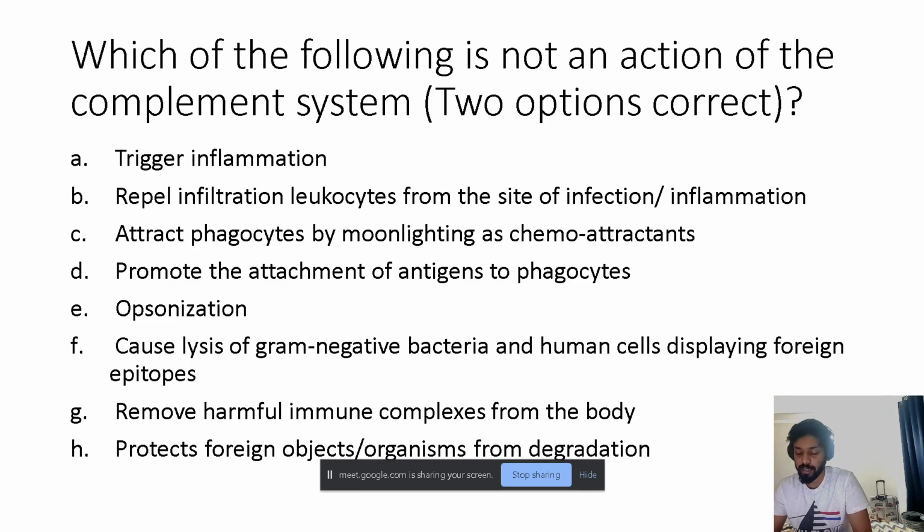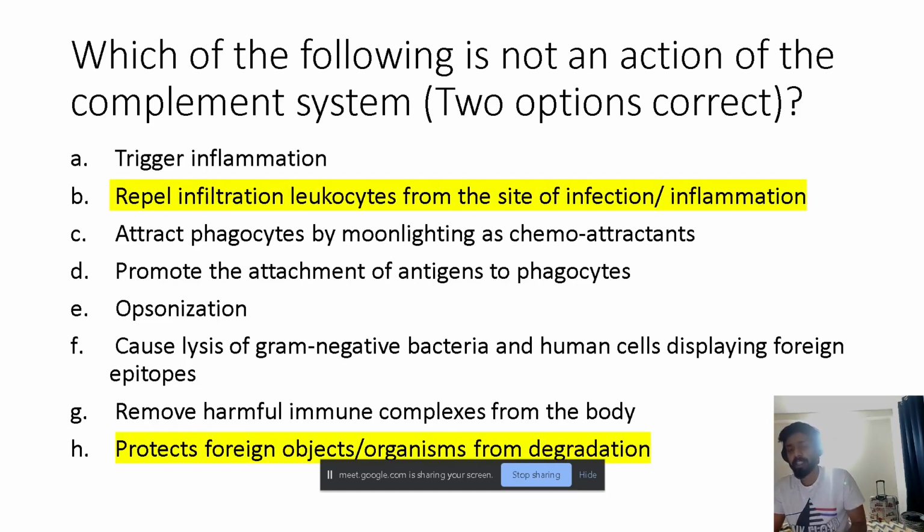Okay. Does anyone else have any alternative suggestions? Okay, yeah. In fact, they do quite the opposite, right? Once the complement system is activated, it will attract infiltration of leukocytes to the site of infection or inflammation for resolution to happen. And obviously, it will not protect foreign objects or organisms, especially since some of the pathways are activated by foreign objects or organisms, right? So those two are the correct options.